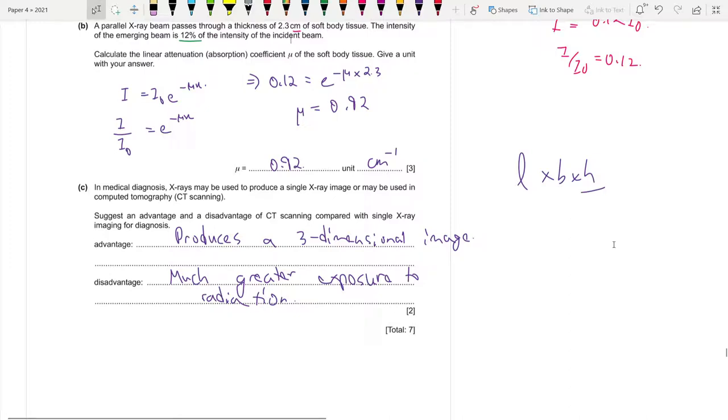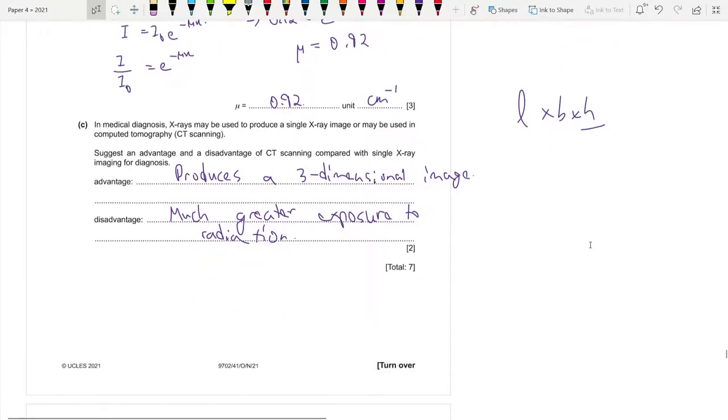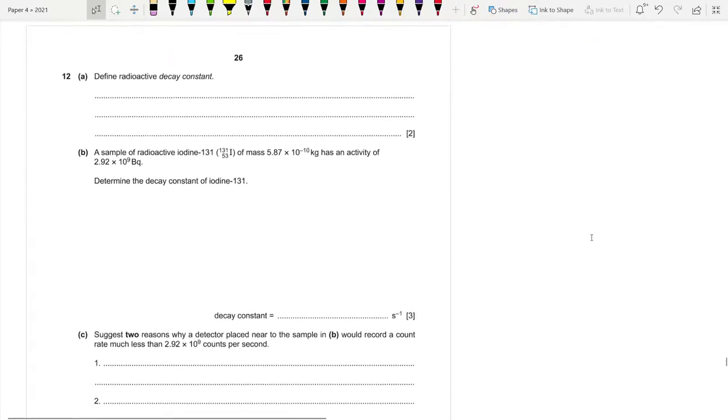In medical diagnosis, X-rays may be used to produce a single X-ray image, or may be used in computed tomography, CT scanning. What are the advantages and disadvantages of CT scanning compared to a single X-ray? Mainly the advantage is it produces a 3D image which can be rotated. But the disadvantage is there is much greater exposure to radiation. Okay. Next, last one, finally.